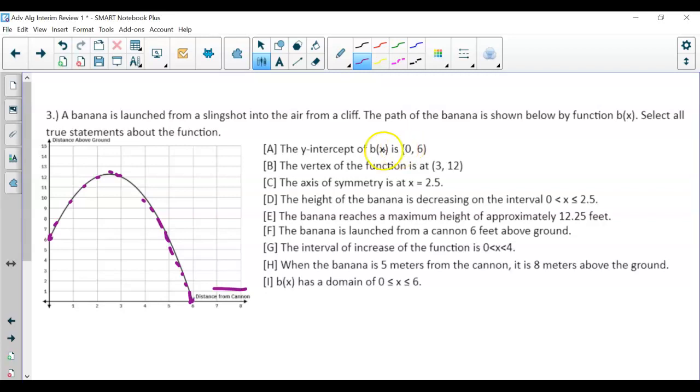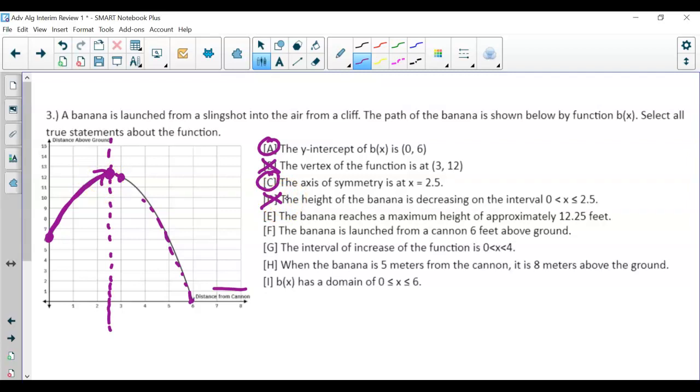So is the y-intercept 0, 6? Yes. Is the vertex at 3, 12? No. Is the axis of symmetry at x is equal to 2.5? So notice here is the vertex, and is it cutting through at 2.5? Sure is. So C is true. The height of the banana is decreasing from 0 to 2.5. So from 0 to 2.5, what is the banana doing? It's increasing, not decreasing. So that is false.